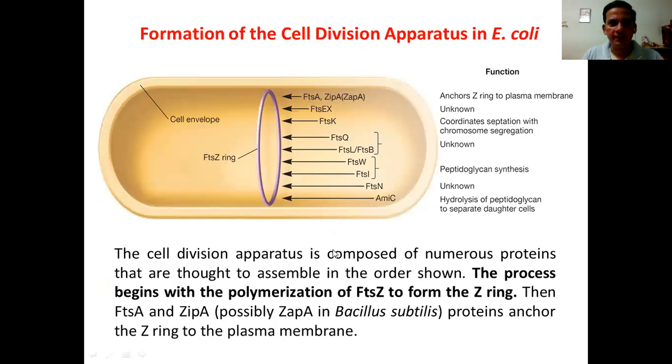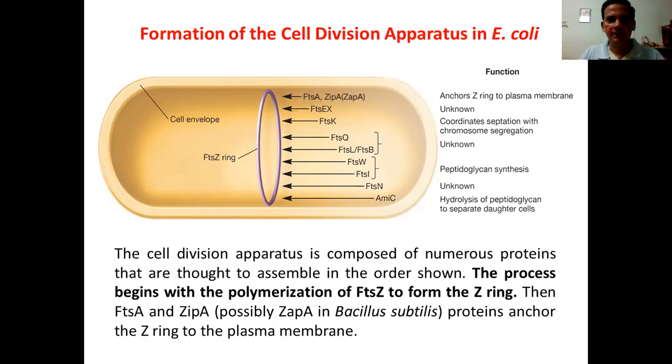Now this cell division apparatus has a lot of proteins involved. This apparatus is composed of numerous proteins that are thought to assemble in the order shown. If you look at this, there is FtsZ ring formation, which is followed by the binding of other proteins. This process of ring formation begins with the polymerization of FtsZ to form the ring. Then there is a sequence of proteins like FtsA, ZipA, and FtsK. These different proteins anchor to this FtsZ ring.